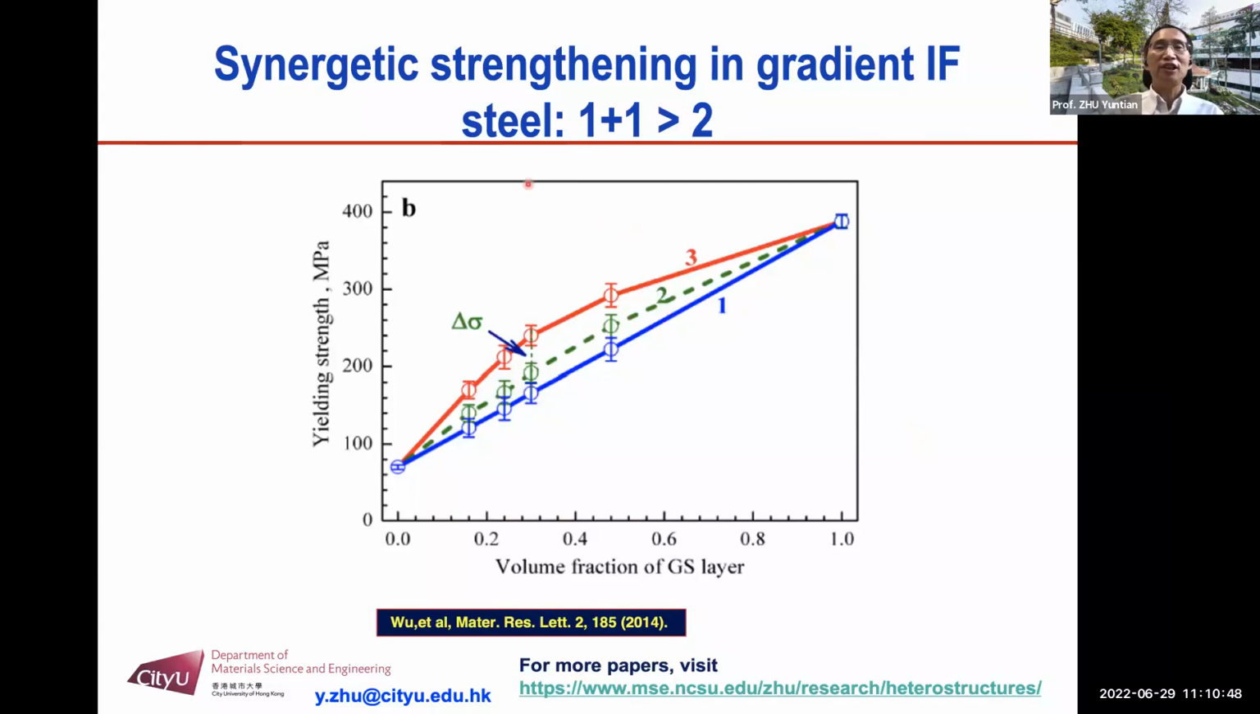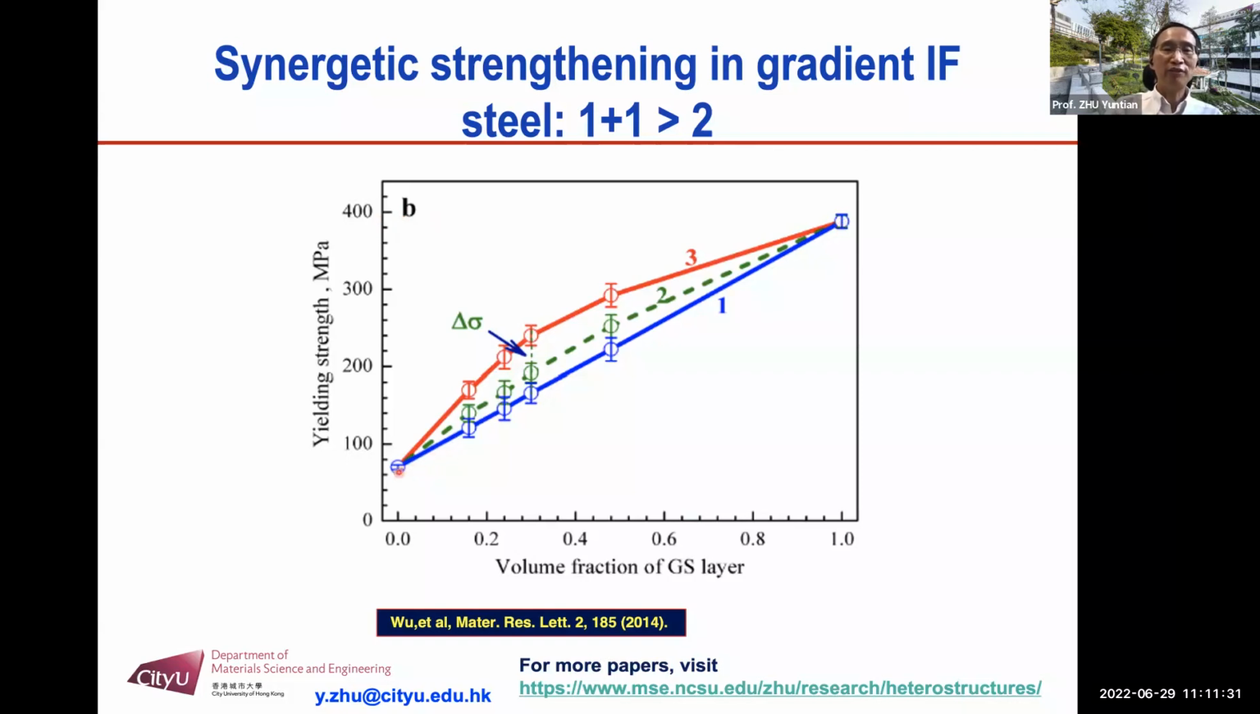Earlier, we also said heterostructured materials need to have a 1+1 larger than 2 synergy. Here you can find this for the gradient IF steel. This is the yield strength of coarse grain IF steel in the center of the plate. This is the strength of the surface layer, the nanostructured layer plus ultrafine grain layer. We'll call that a gradient layer. The strength is about 400 megapascal.